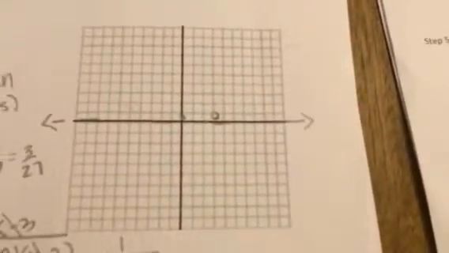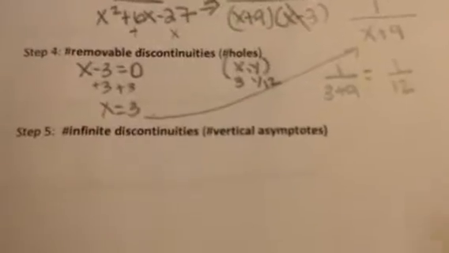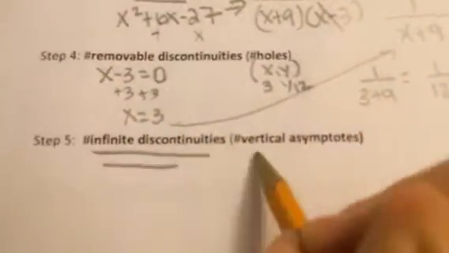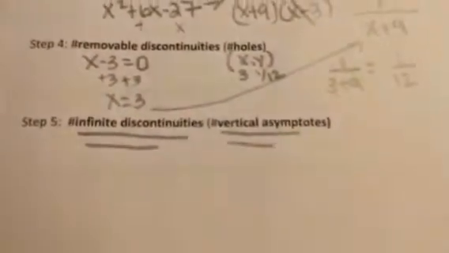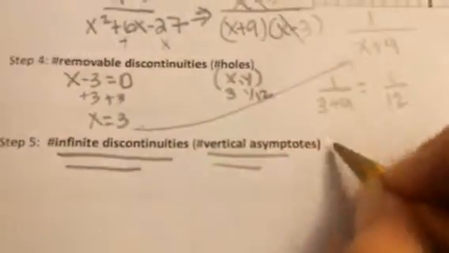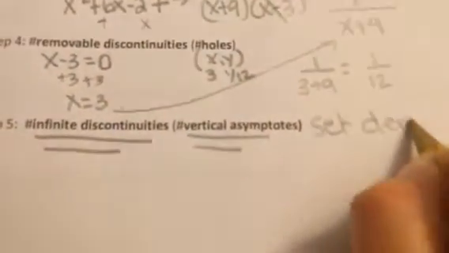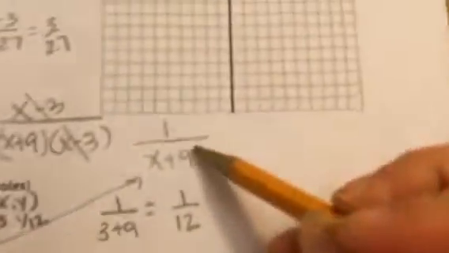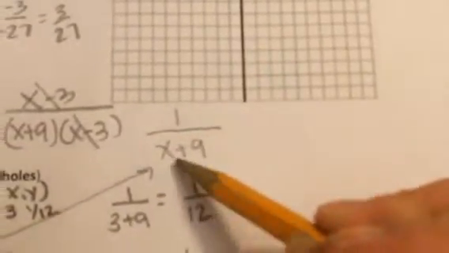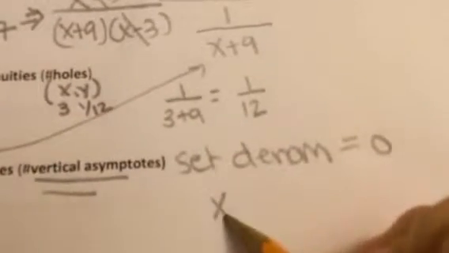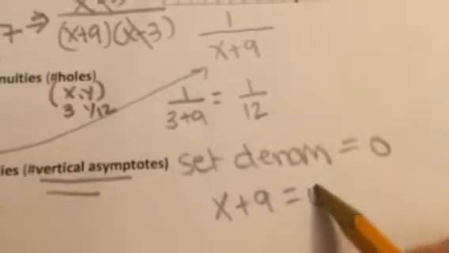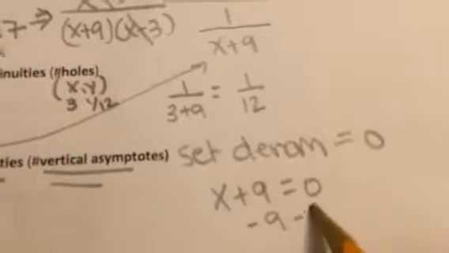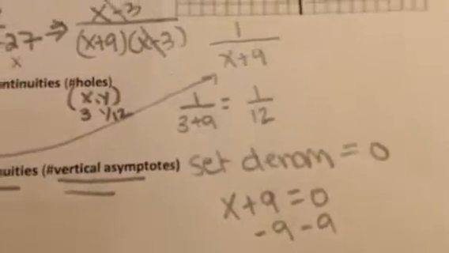Okay, so the last thing that we need to find is our vertical asymptotes, your infinite discontinuities. Make sure you remember both terminologies. So to find that, all you have to do is set the denominator equal to 0. And when I say denominator, I mean this, your simplified fraction. So I'm just literally going to do x plus 9 equals 0. Subtract the 9 and now solve. All of this is on your checklist.